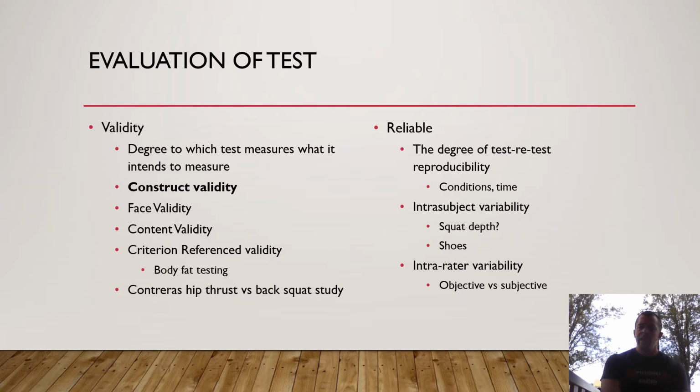So content validity is the degree to which the content actually measures those constructs. Okay. Criterion reference validity. A clear example of criterion reference validity is body fat testing.